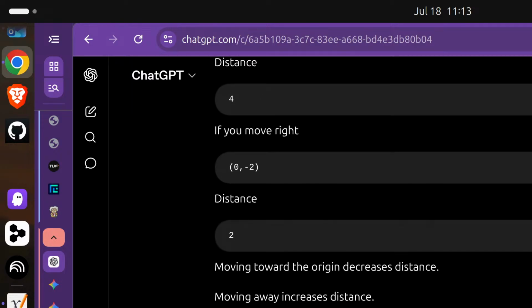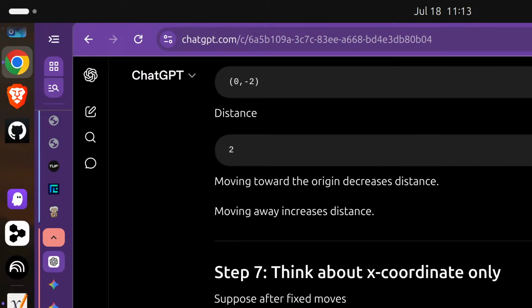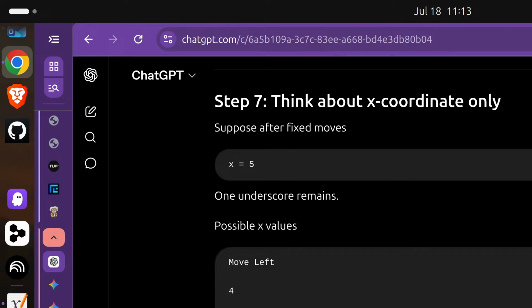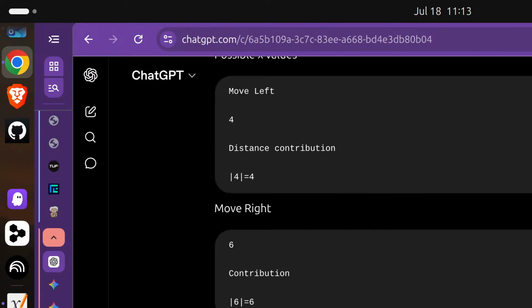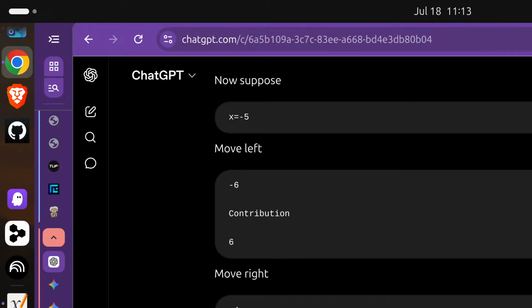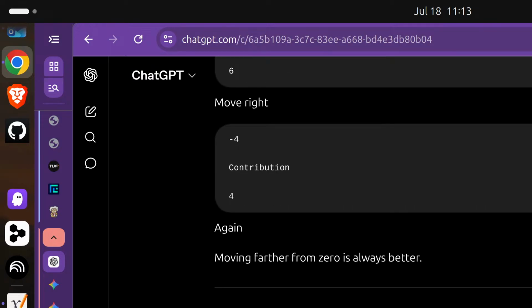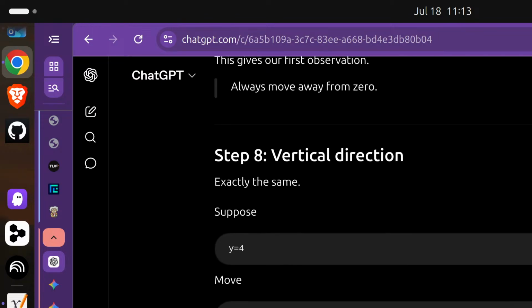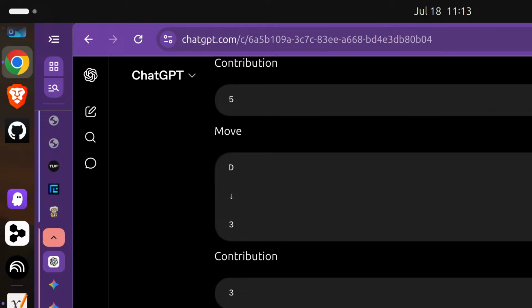Okay. So think about the x-axis only. Suppose after fixed moves, x is equal to 5 and an underscore remains. So possible values: move left, distance contribution 4; move right, distance contribution 6. Obviously move right is better. Suppose x is -5, then move left. So always move away from 0. Okay, vertical direction everything is the same. Like this.